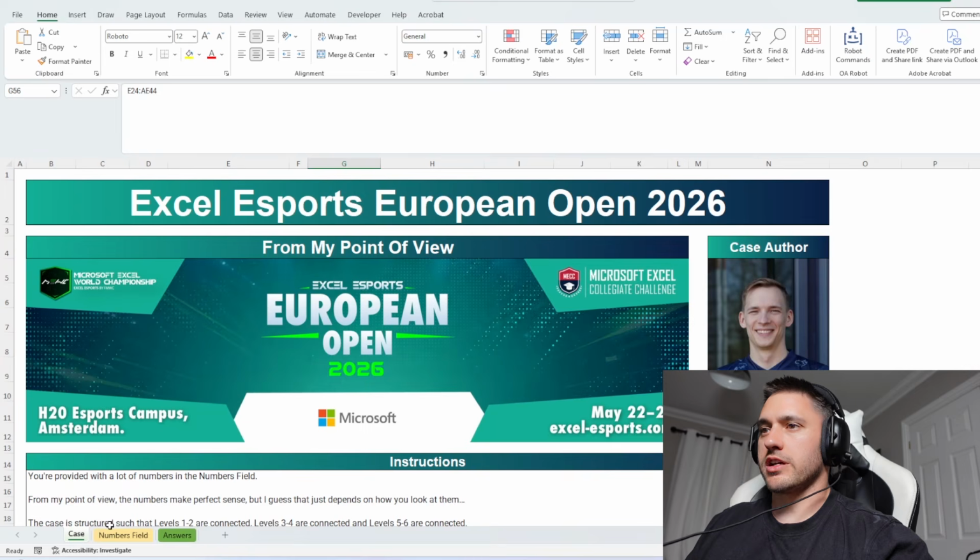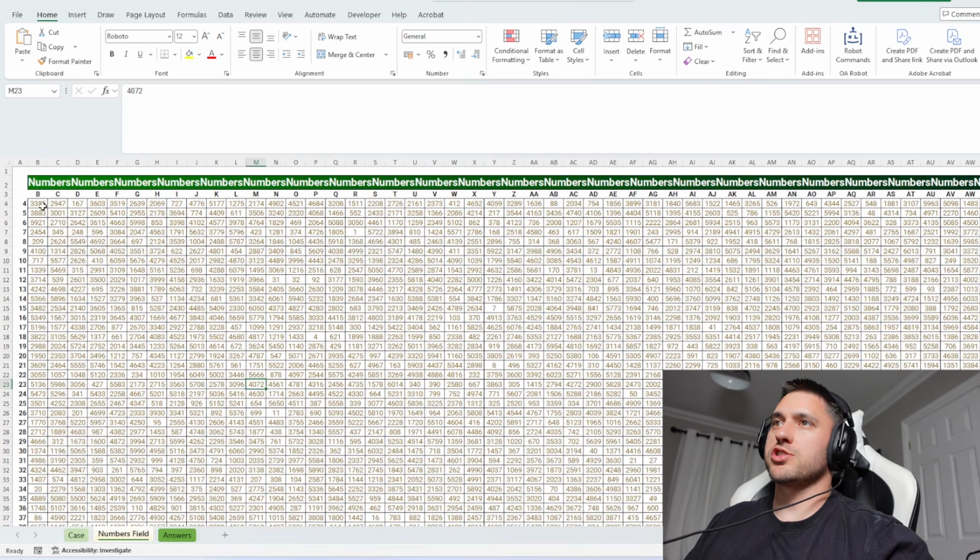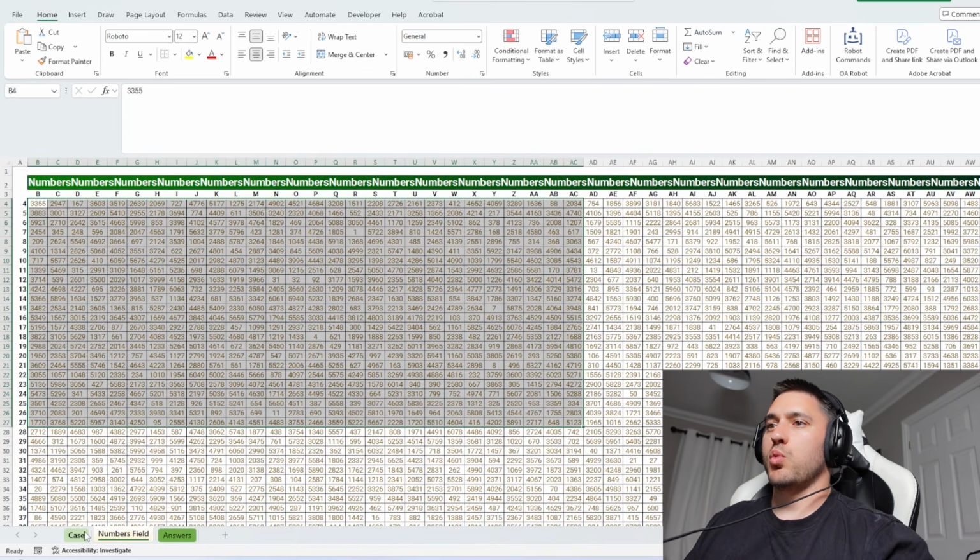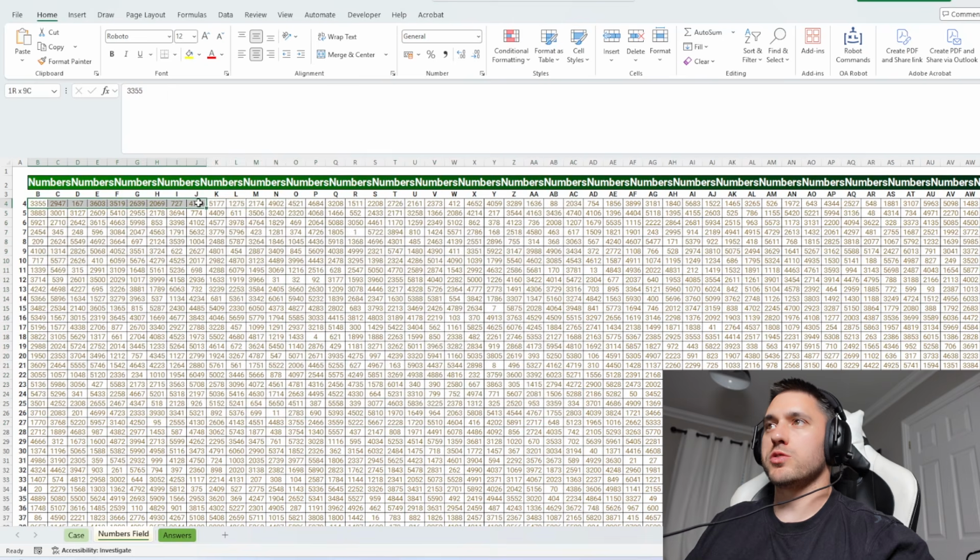Okay, some quick context on the teams event. We had this giant grid of numbers, and level 1 and 2 were linked. That was all about shifting rows, so you shift the first row 1, the next one 2, and so on.